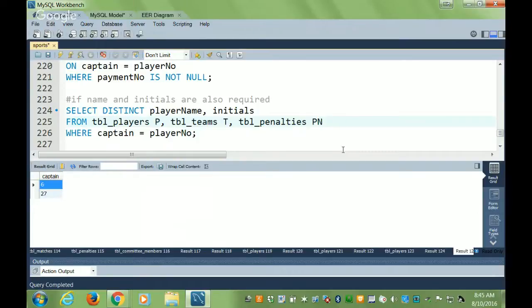Okay, so I've added that third table. I've taken the player name and the initials. You can add the number if you like, just to see if the answers are correct. We know the answers are 6 and 27, right?